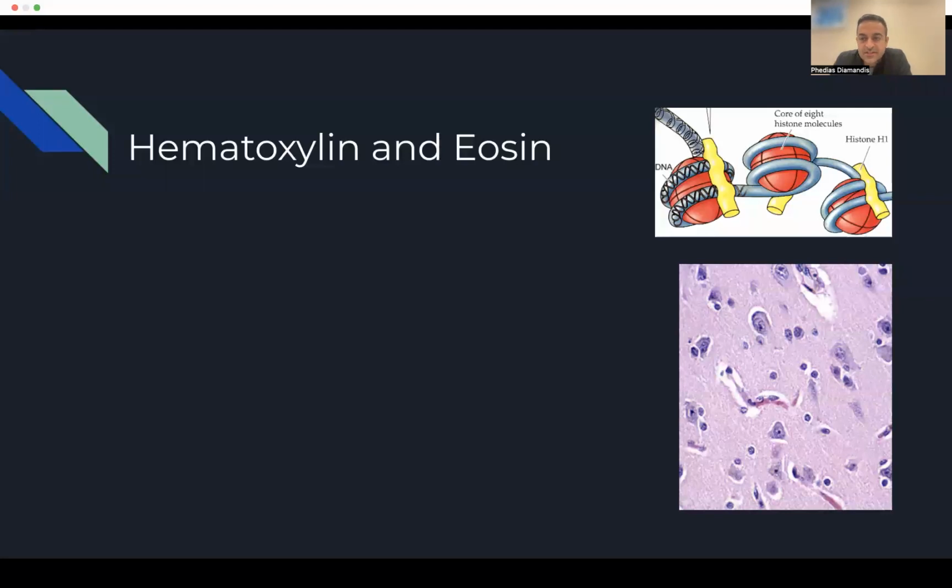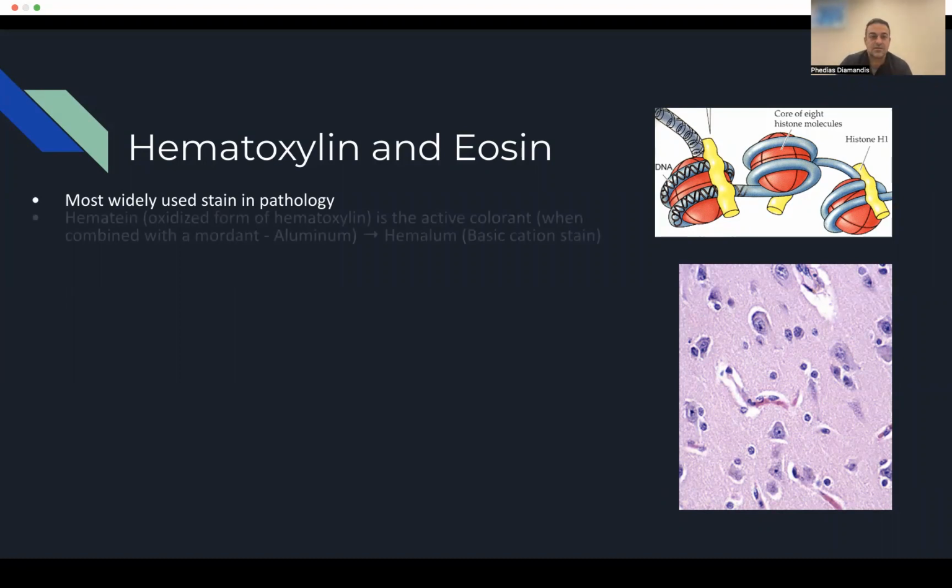So Hematoxylin Eosin, this is the most widely used stain in pathology. Again, the most versatile stain, because you can see not only cell types, but also cell patterns.